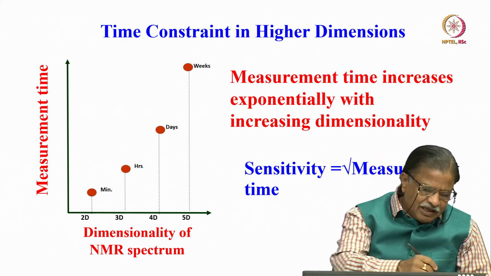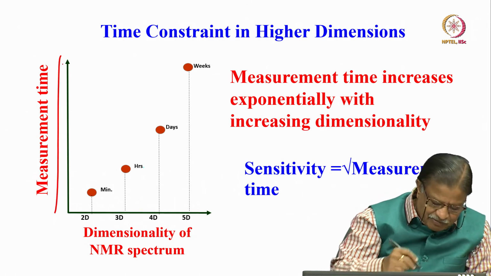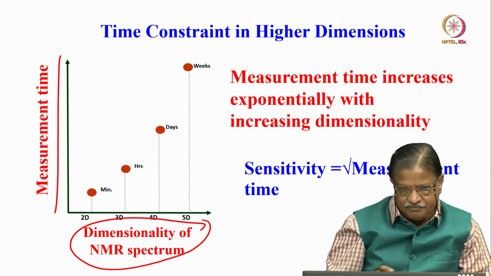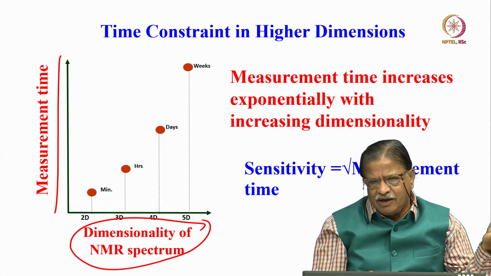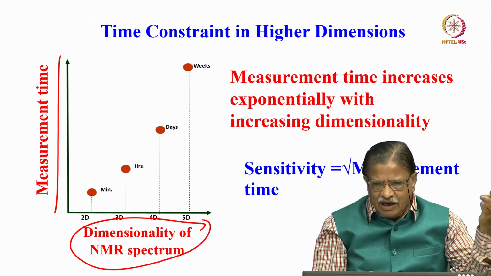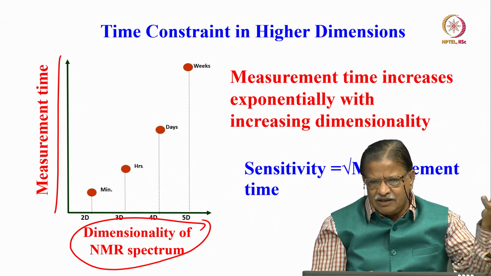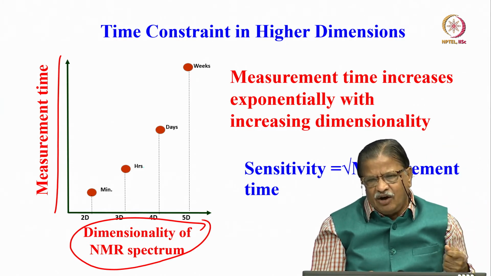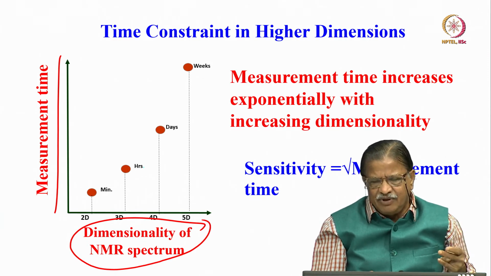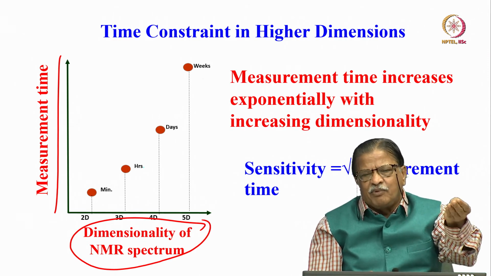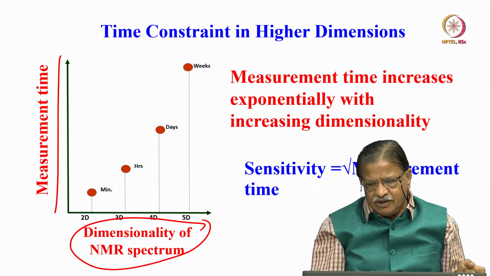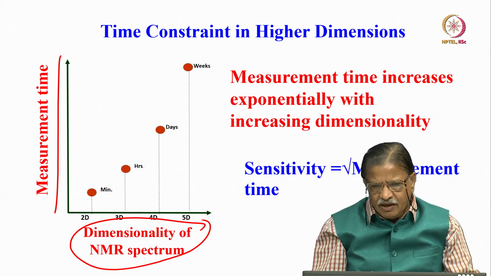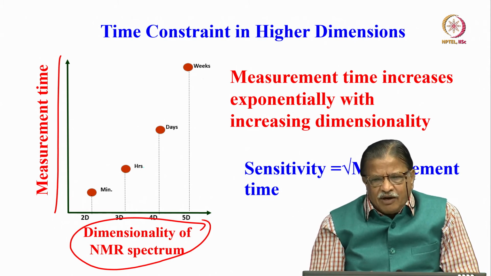For example, here is a plot of measurement time versus the dimensionality of the NMR. If I go to 1D NMR, normally if I want to do the proton NMR for a small molecule or even a reasonably big molecule which does not have abnormally long relaxation times, you can get the proton spectrum of such a molecule in less than 5 minutes nowadays. Okay, very fast.